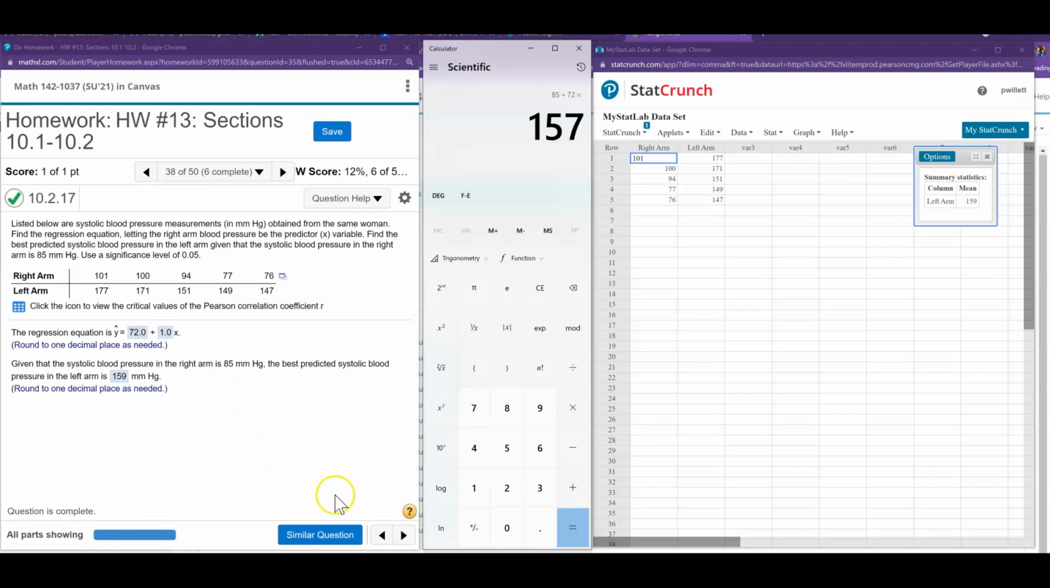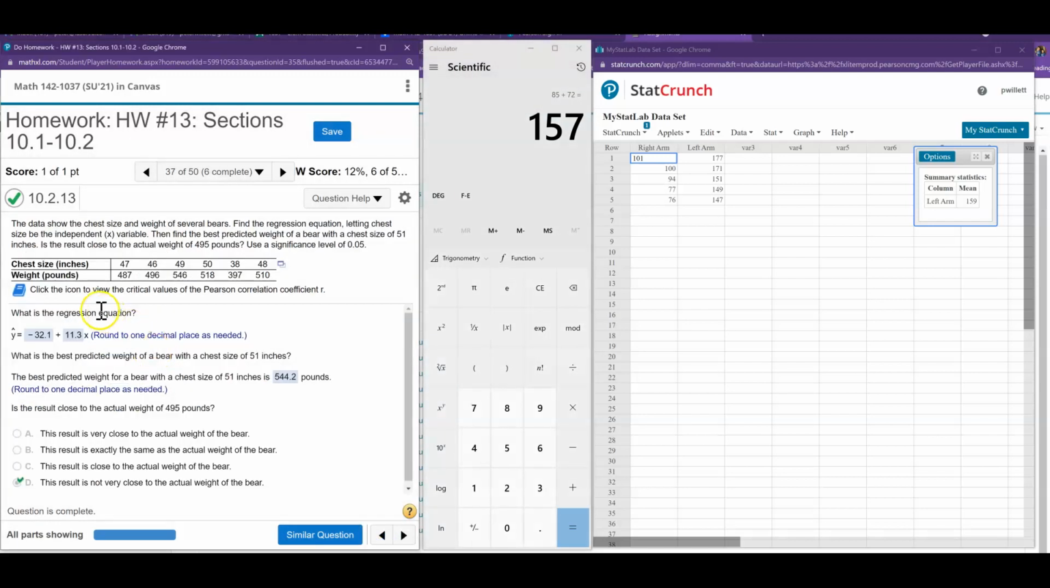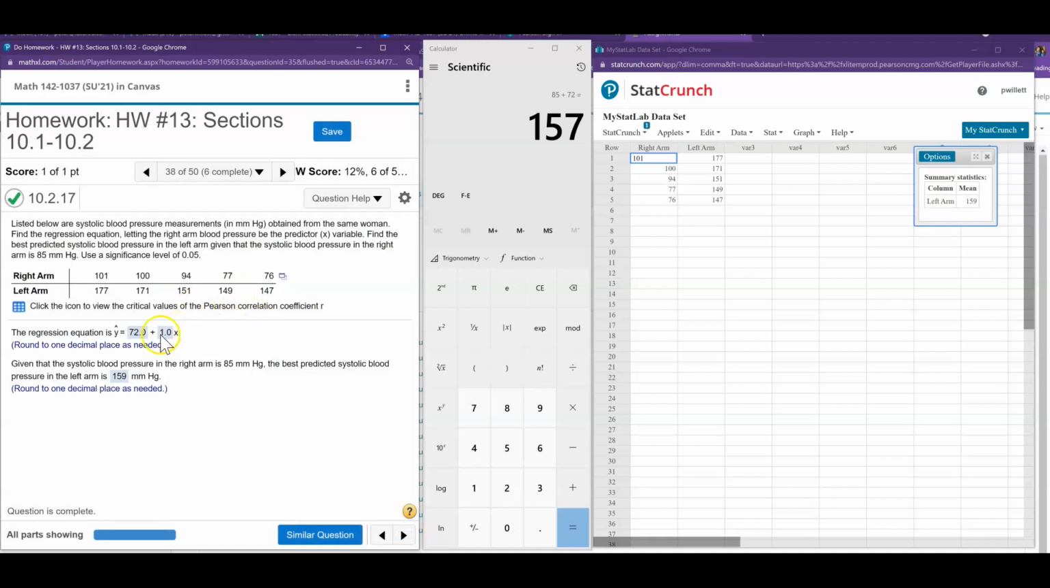So there's two different problems. The one previously, we did use the equation because we beat the 5% significance level, and that gave us our guess. And in this one, we still gave the equation because they asked for it, but because we didn't beat the significance level, we abandoned it and instead just used the mean value as the best predictor for, in this case, the left arm blood pressure.